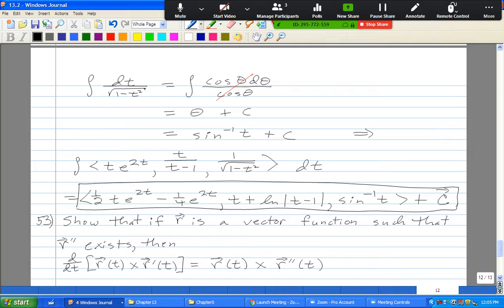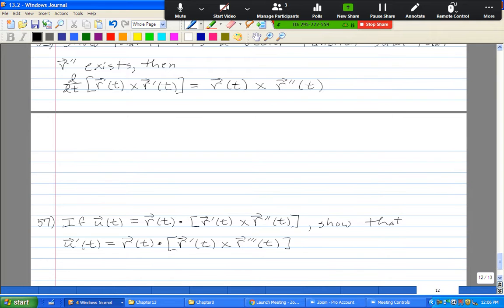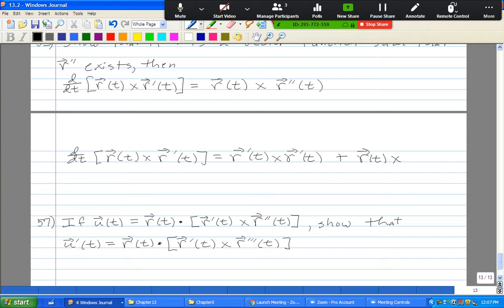53. Show that if r is a vector function such that the second derivative exists, then the derivative of the cross product of r with its derivative gives me the cross product of r with the second derivative of r. So let's do this. So the derivative of r cross r prime, by Leibniz rule, or whatever we want to call it, I have r prime cross r prime plus r cross r double prime.